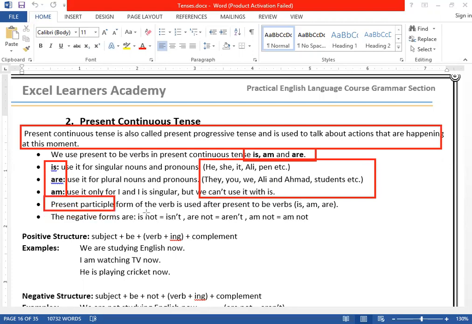And the negative forms are: is not, and the short form is isn't. Are not, short form is aren't, and am not is itself am not. We do not have a short form for am not, clear?